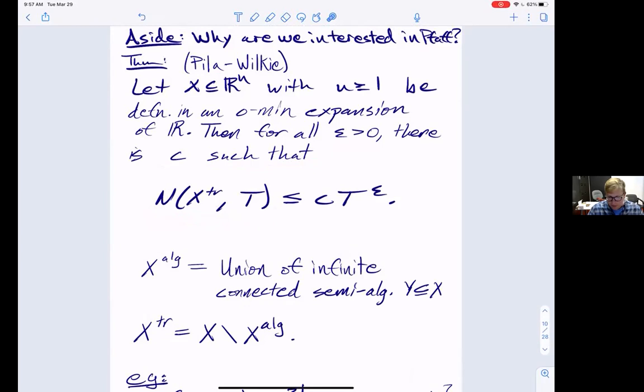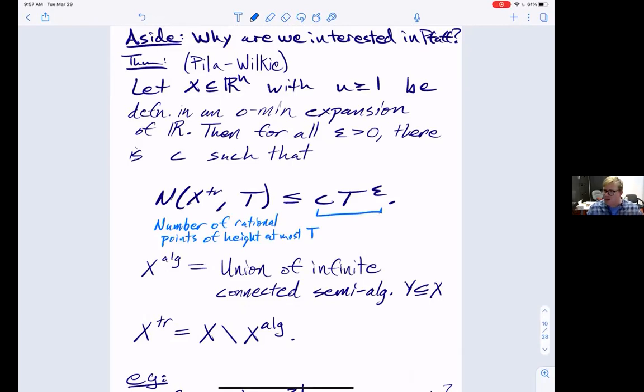This is the number of points in what's called the transcendental part of the set X of height at most t. So it's the number of rational points in that set of height at most t. And the height of a rational number is just the max of the numerator and the denominator in absolute value. And the height of a tuple of rational numbers is just the max of the heights of the rational numbers in the list. So the number of rational points of this height is bounded by this sort of function.